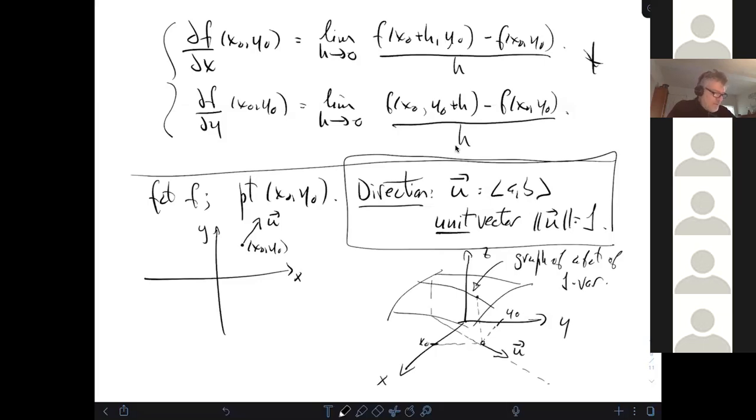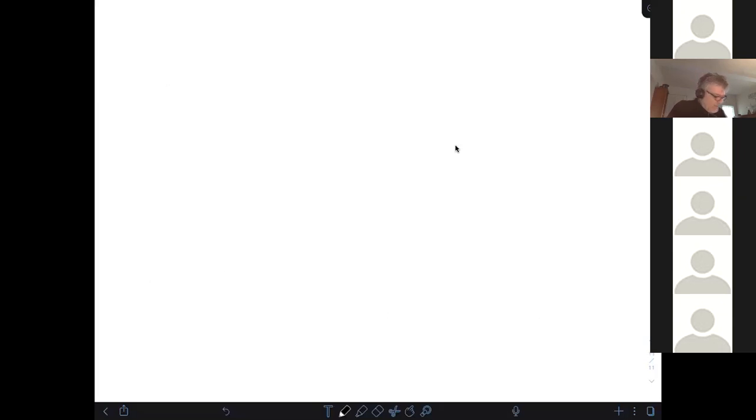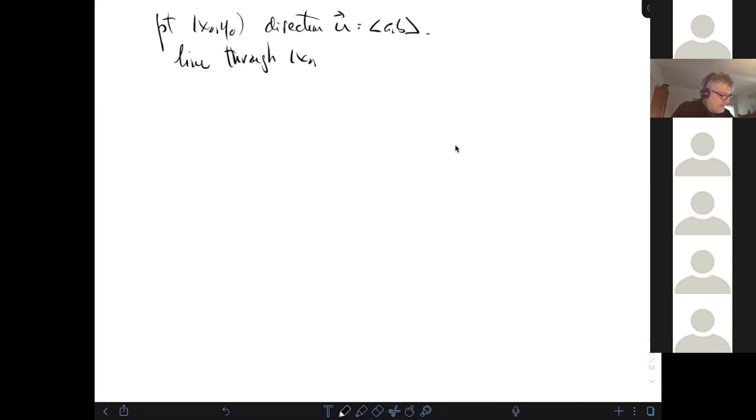So what I'm going to do is basically mimic this, but now in the direction of u. To do this, I'll have to find a parametric representation of my line. So I have a point x0, y0, and the direction u given by (a, b). So I want the line through x0, y0 parallel to u. I want a parametric representation of this.